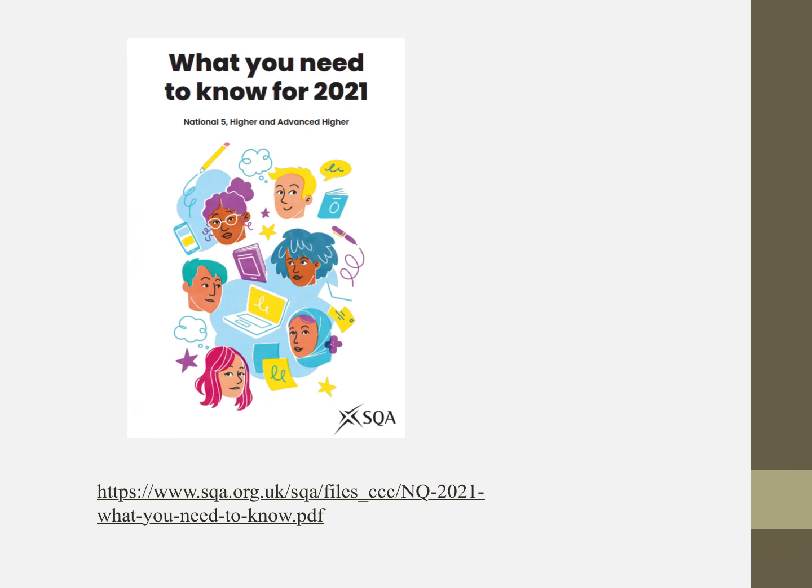Towards the end of this month, the month of March, SQA will be communicating with all learners in the senior phase by sending them this leaflet. What do you need to know for 2021? And the link to the leaflet is there. That will take you to an electronic version of the leaflet. This leaflet will tell you about the process for certification this year and will let you know about when results day is and how you can sign up to get your results electronically.